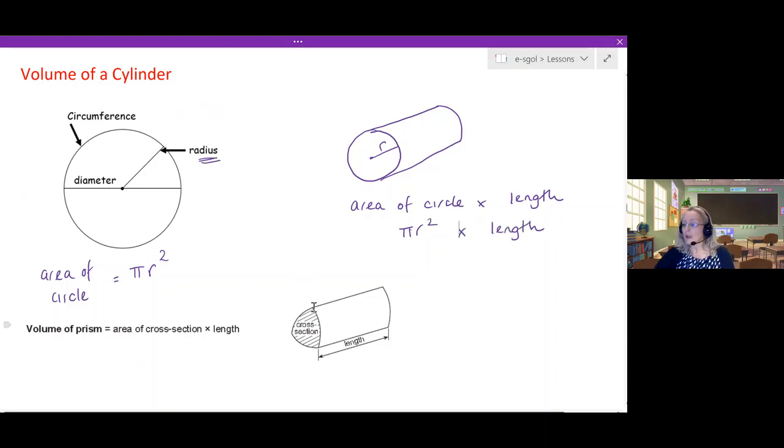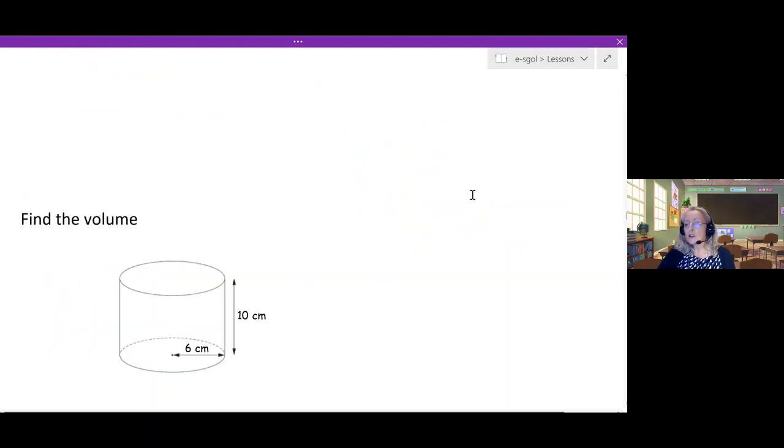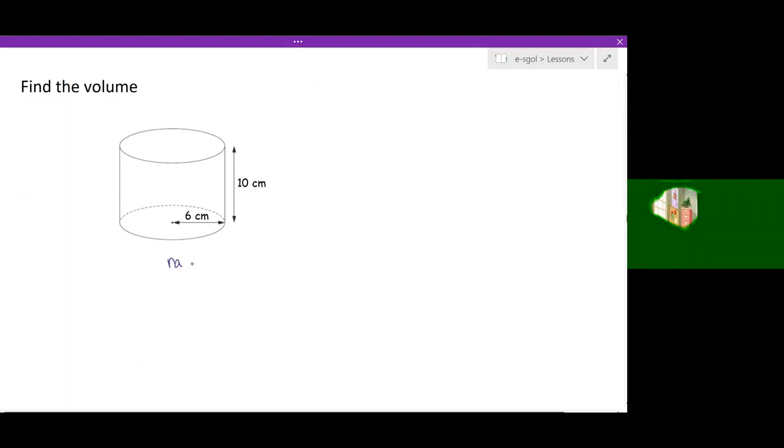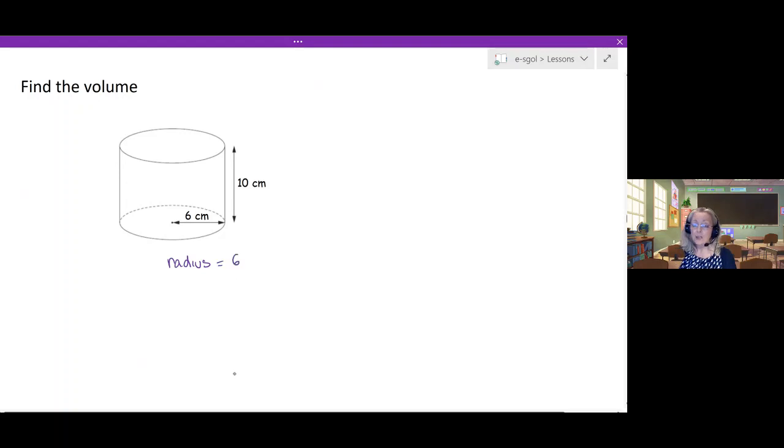Let's have a look at a couple of questions. So this is the first one, and it says find the volume. I've got a cylinder, and first of all I have to work out what I've been given. So have I been given a radius, which is from the outside to the middle of a circle, or have I been given a diameter which goes all the way across? And looking at this one, it goes from the outside to the middle. So on this one, I've been given a radius, and my radius is 6. So in order to find the volume of this, I am going to find the area of the circle, and I'm going to multiply it by the length of the prism. And in this case, it's the height.